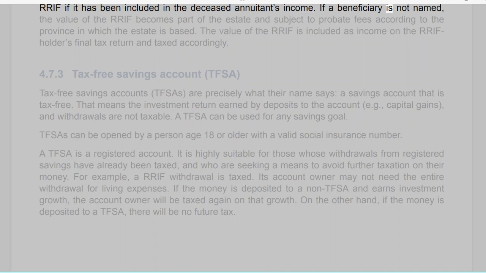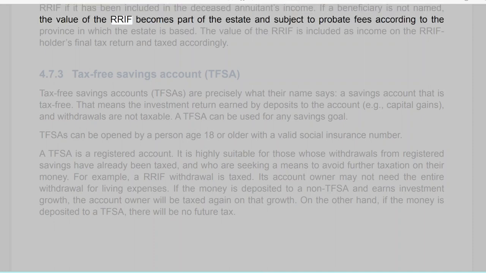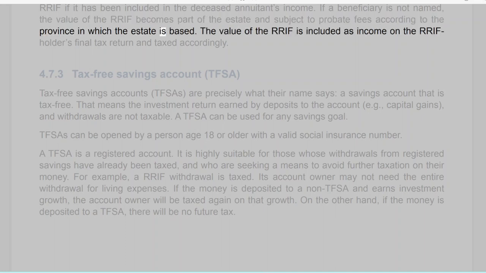If a beneficiary is not named, the value of the RRIF becomes part of the estate and subject to probate fees according to the province in which the estate is based. The value of the RRIF is included as income on the RRIF holder's final tax return and taxed accordingly.